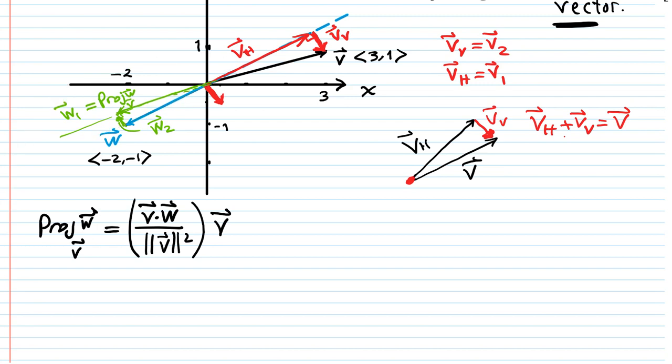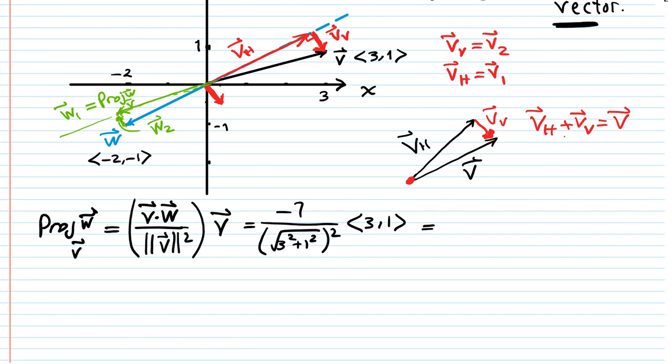Okay. So the dot product is -7. That's not going to change. The magnitude of vector V is the square root of 3 squared plus 1 squared, and then we square it again because the denominator is the magnitude squared, times vector V, which is (3, 1).